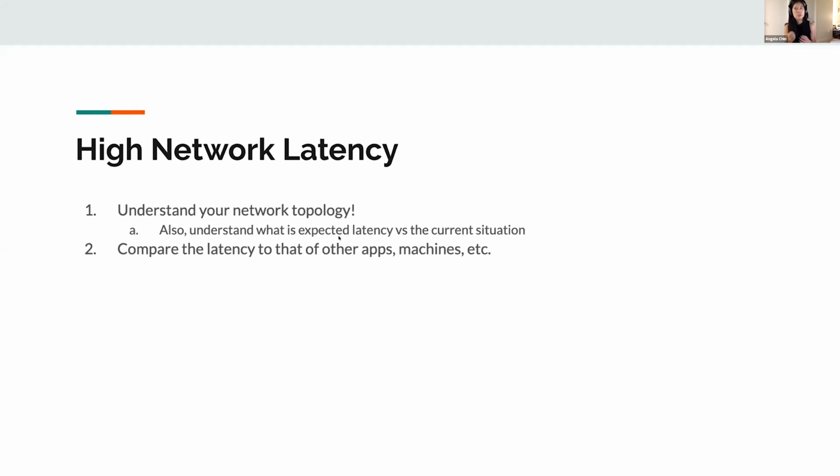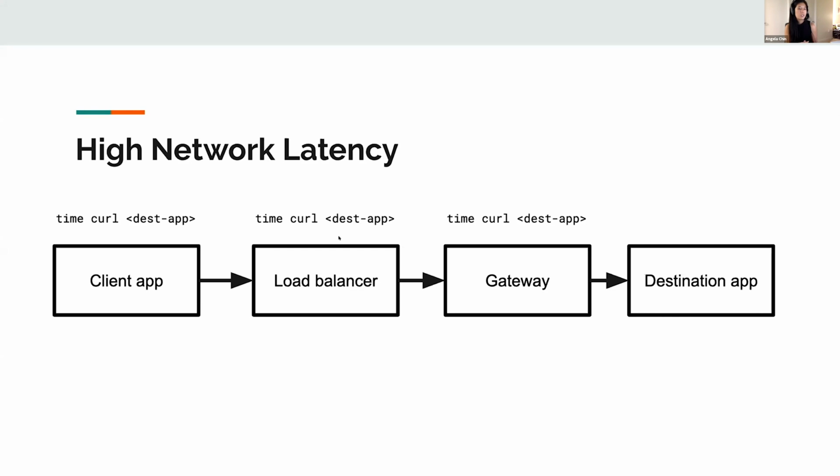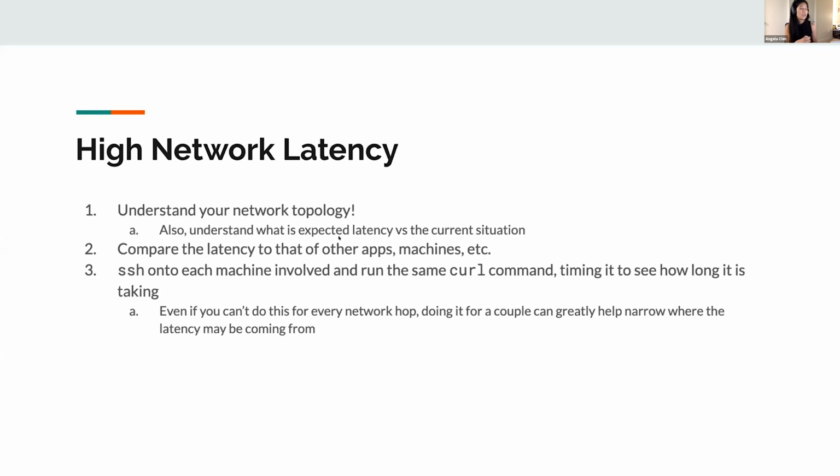Assuming that you still don't quite have an idea of what the problem is, I would then SSH onto each machine involved and run the same curl command to the destination application, timing each curl to see how long it's taking. So in this case, if we ran time curl to the destination application, this will be really helpful. And even if you can't do this again for every single network hop, maybe you don't have access to the gateway, for example, or the load balancer, doing it for a couple can greatly narrow where the latency may be coming from.